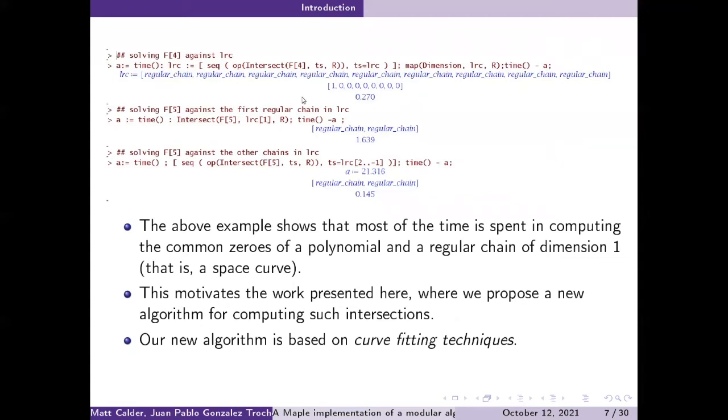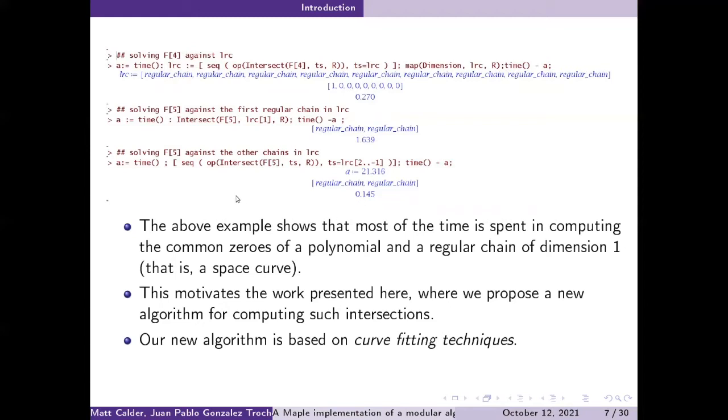This is important because now we are going to compute the intersection between f5 and the first regular chain, the one-dimensional regular chain, and we see here that we get back 2 regular chains. But the time that this takes is 1.63 seconds. And here we compute the intersection between f5 and the other regular chains, the zero-dimensional regular chains. And we see that that process only took 1.14 seconds.